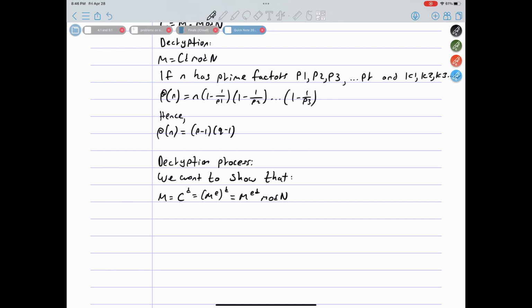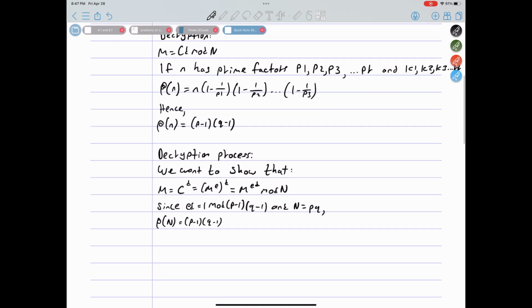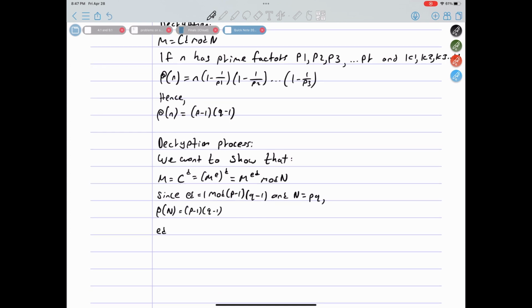Returning to our decryption process, we start with the equation m^(ed) is equal to m^(ed minus 1 plus 1), which is equal to m times m^(k phi(n)) mod n. This is derived by substituting ed equal to 1 mod (p minus 1) times (q minus 1) into the equation for c^d and raising both sides to the d power.